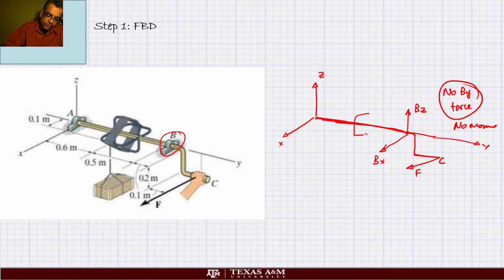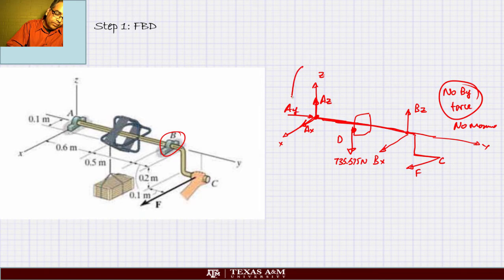At this funny shape, there is a force here. Let's call this point D, and the force here is 735.575 newtons. Then at point A, we have a Z force AZ, an X force AX, and an axial force AY. Thrust bearing. We are done. Free body diagram is over. So this is A, that's B, that is C, D, X, Y, Z, everything is there.